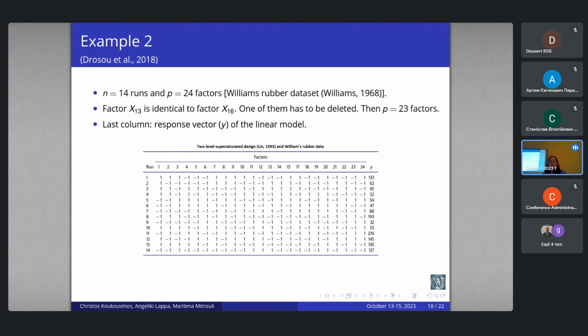In the next example, which was also presented in Grosso et al., we consider a very well-known dataset in SSD analysis, the Williams rubber dataset, proposed by Williams in 1968, where we have 14 runs and 24 factors. Note that the 13th factor and the 16th factor are identical, so one of them was deleted. So we have 23 factors, and the last column is the response vector.